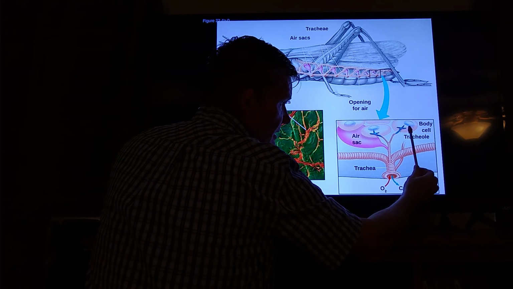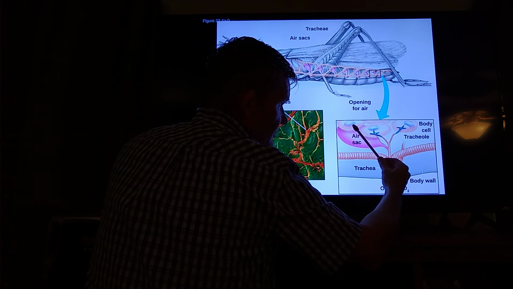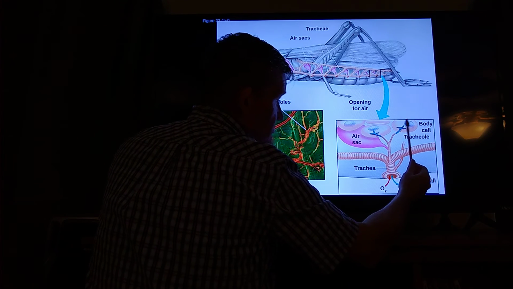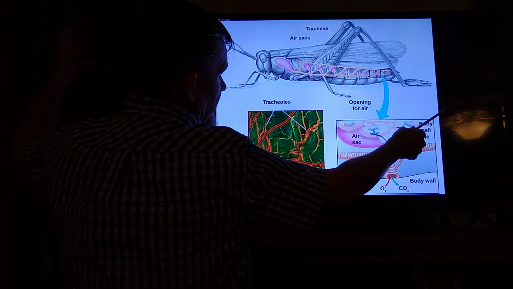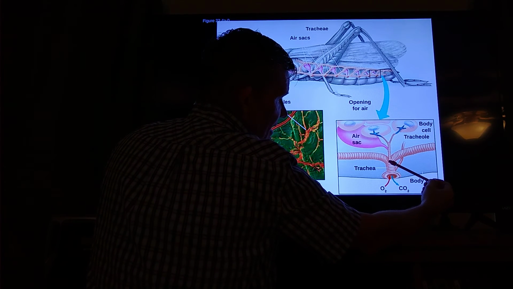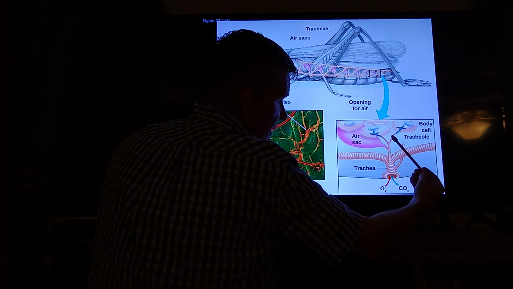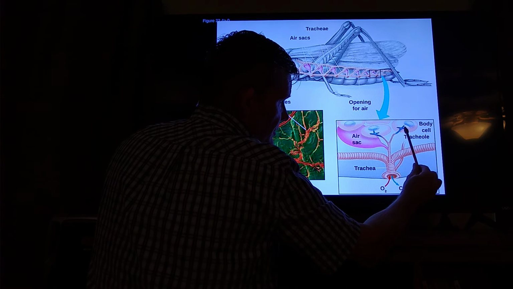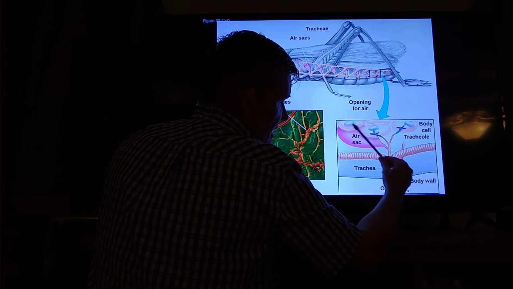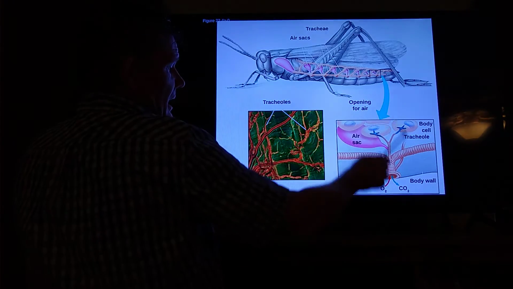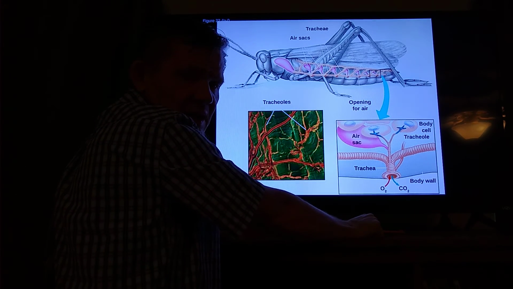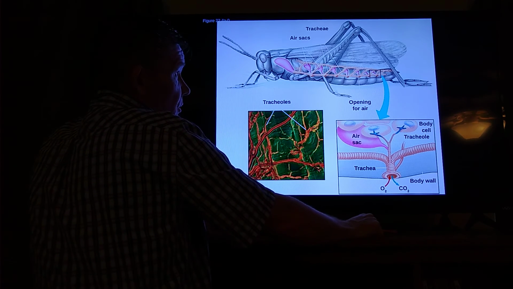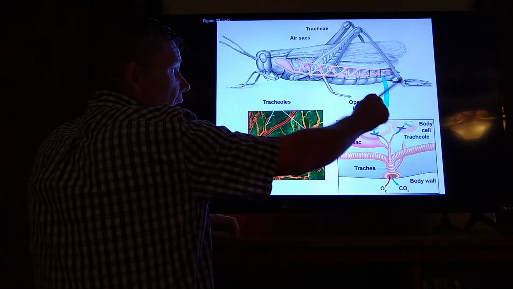And if you notice, these are the cells that make up the body of the bug. And these tiny, tiny little air chambers go out to each of these cells. Each cell within the animal draws its oxygen directly from the air. That's how tracheal respiration works. And that's how bugs breathe.